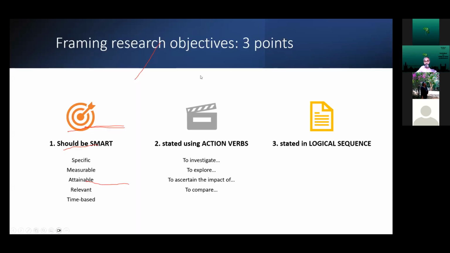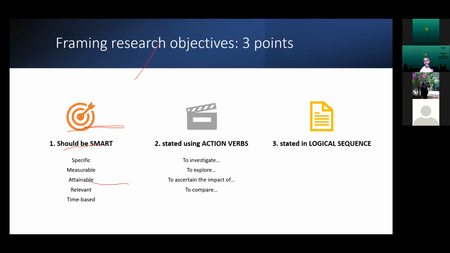Now, while you're framing research objectives, there are 3 points that one must remember. One, it should be SMART, which means that it should be specific, should be measurable, it should be attainable, it should be relevant, and it should be time-bound. Second, the action verbs are extremely important. We'll see a small exercise of a few action verbs that we use very frequently.